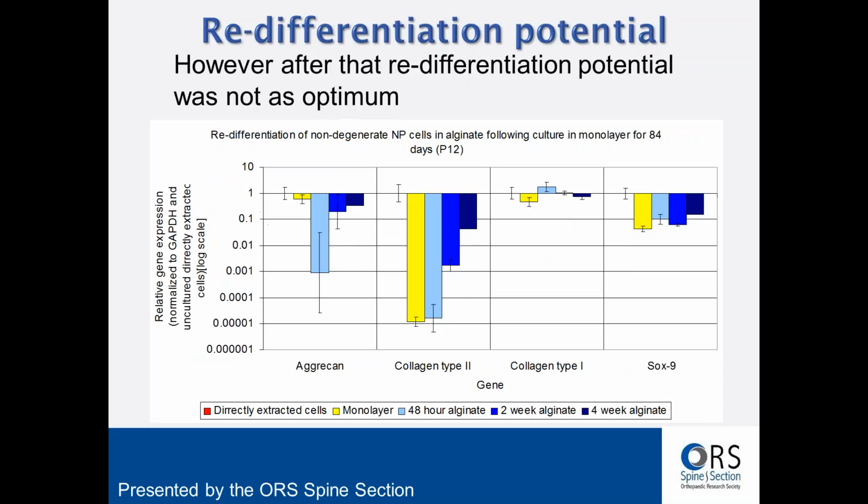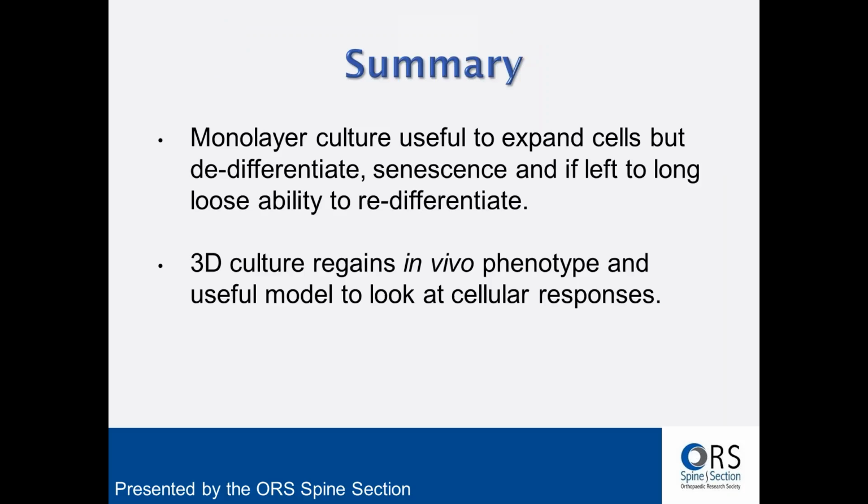However, even in non-degenerate discs, once you passage them too far, they lose the ability to re-differentiate. And in fact, if you take degenerate disc cells, from a degenerate disc, the number of passages you can take them to before you lose this ability is much lower. And I would recommend never taking them beyond passage 2 or passage 3 before putting them in alginate to allow you to do your studies on in vivo phenotypes.